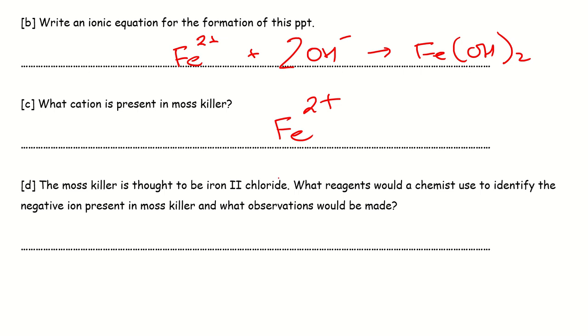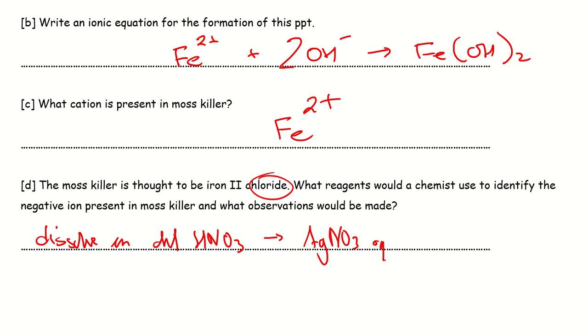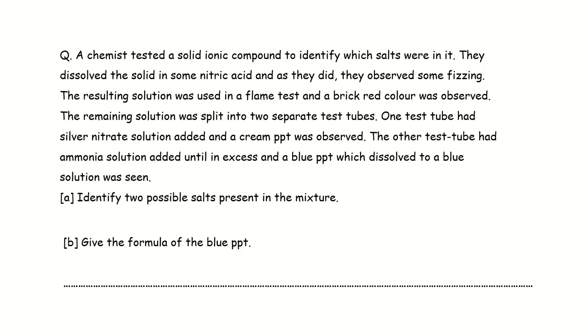The moss killer was thought to be iron 2 chloride. What reagents would the chemist use to identify the negative ion present? Well, for iron 2 chloride, you would first of all dissolve it in dilute nitric acid, and the second thing you would do is add silver nitrate solution. Make sure you say solution, and if it was indeed a chloride ion, you would at that point get a white precipitate, silver chloride.